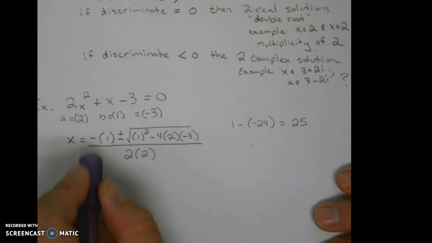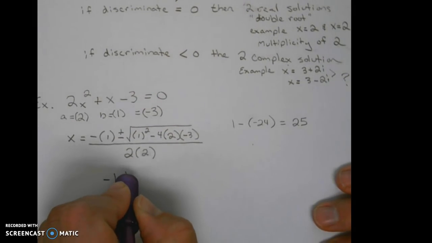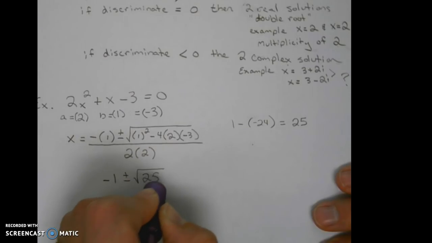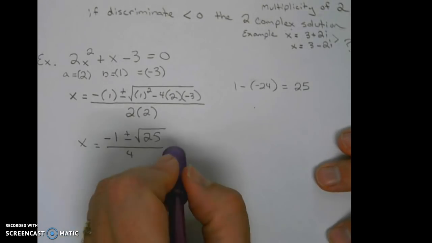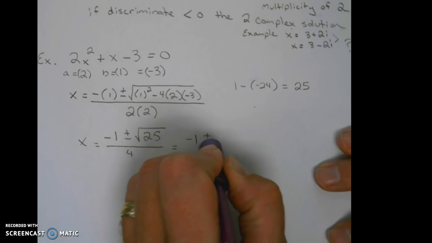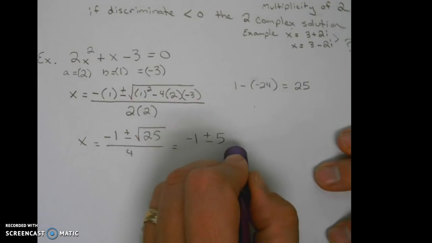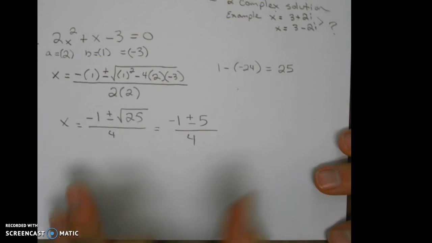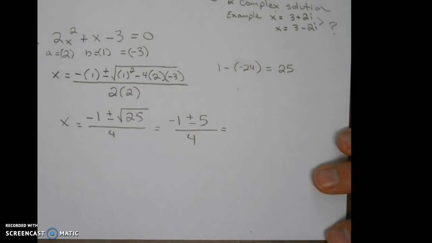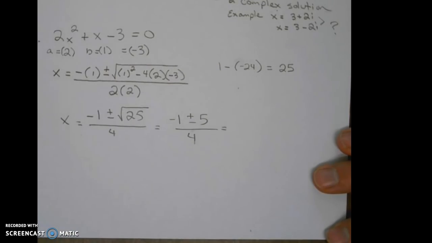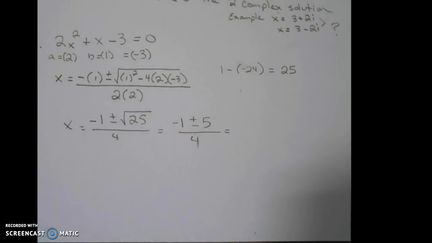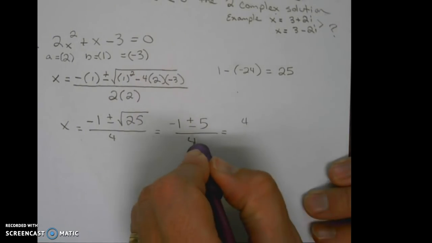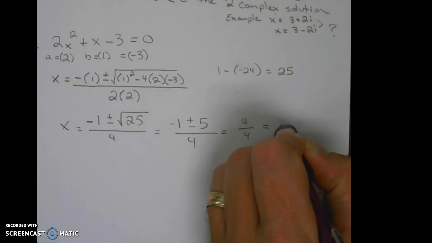Okay, so let's continue on here. So we have negative 1 plus or minus the square root of 25 over 4. Simplifying further, we have negative 1 plus or minus the square root of 25, which is 5, over 4. Now at this point, in order to get your two solutions, we're going to use these operations one at a time. So let's start off with the plus. Negative 1 plus 5 is going to give us 4 over 4. So one of the solutions is 1.